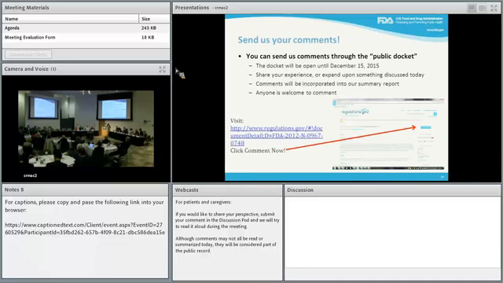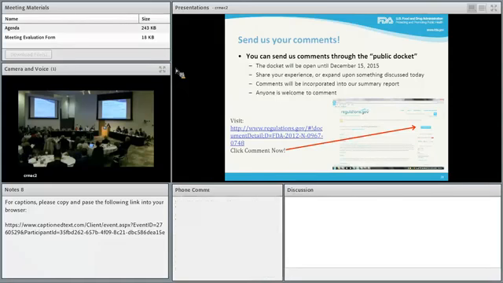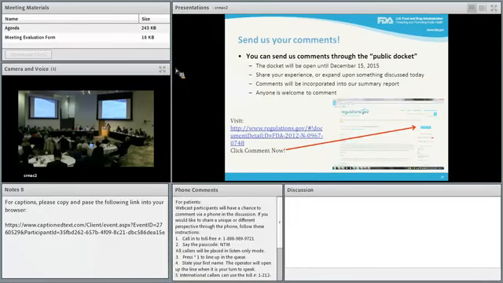And last but not least, a very important part of our discussion, another way that we would like to hear from you is through this public docket. You see the website here, and you'll also find it on the slides once they're posted on the web. This docket will be open for 2 months after this meeting, until December 15th. It's really a great way to continue the dialogue. I encourage all of you, if there's something that you didn't get to share here, or if something else comes to mind, please submit those comments in the public docket.